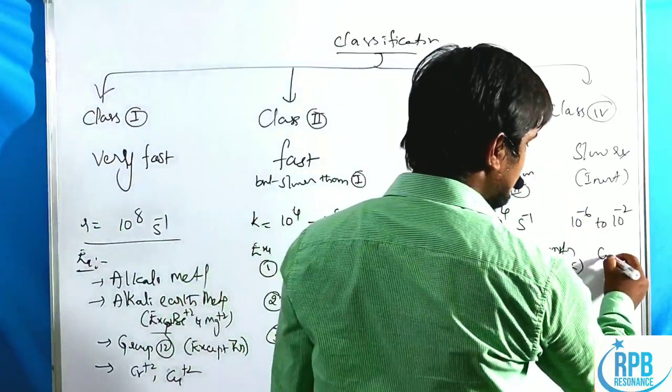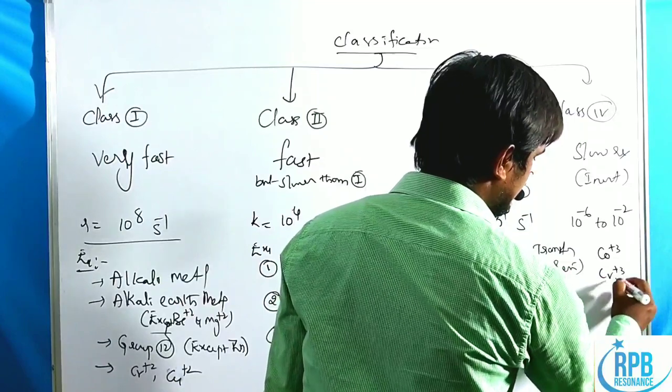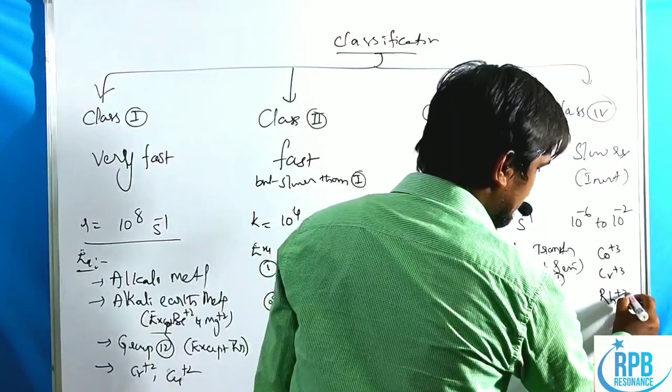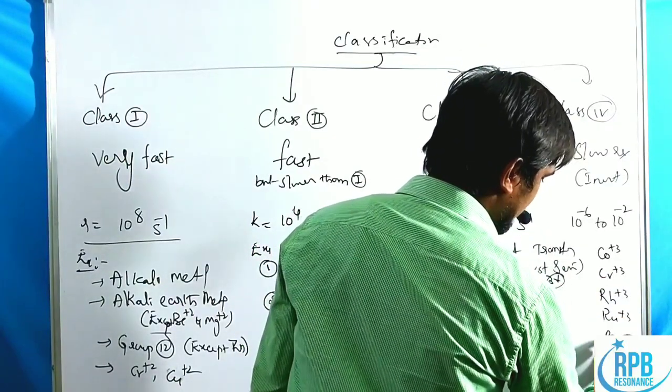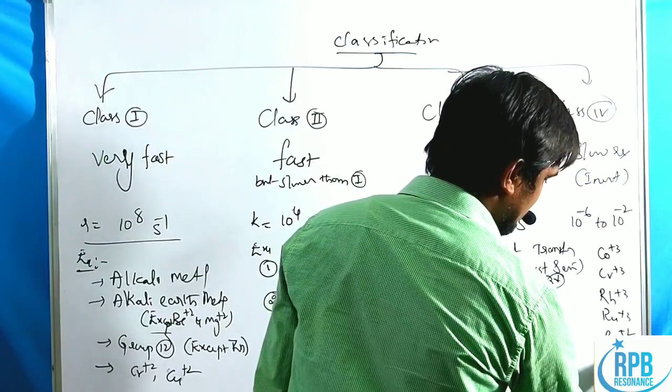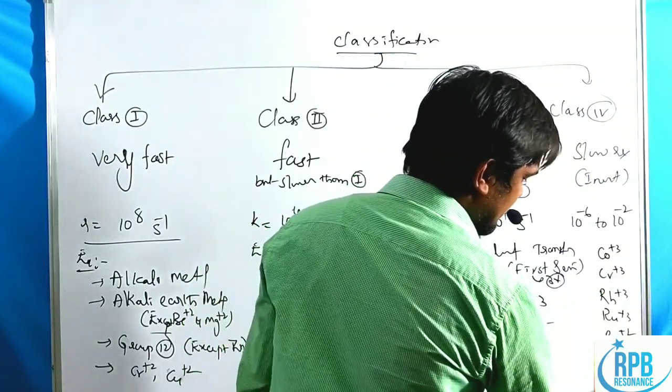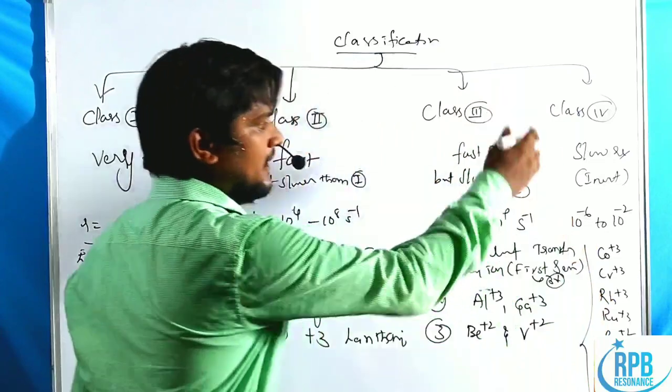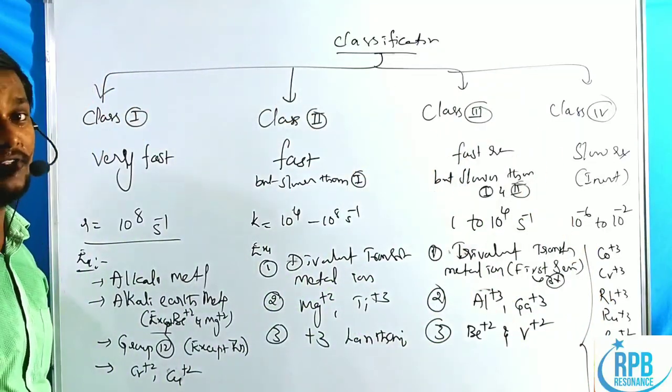Again, class 4 elements are generally cobalt plus 3, chromium plus 3, and the 4d and 5d series: rhodium plus 3, ruthenium plus 3, ruthenium plus 2, as well as platinum plus 2 and iridium plus 3. Such types of inert complexes are classified as fourth class elements.